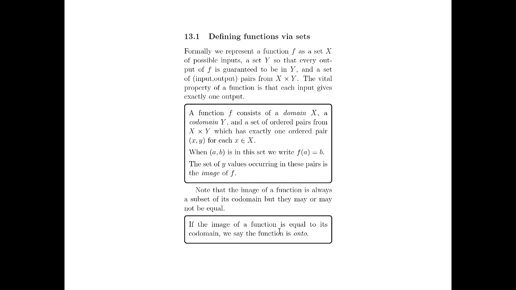And in fact, there's a special word for when it is equal. When the image is equal to the codomain, that means that the function does actually output everything in its codomain on some input. We call that onto. There's an even fancier word for that, surjective, if you want to use a fancy word, but onto will be good enough for us. Okay. Any questions on all of that?